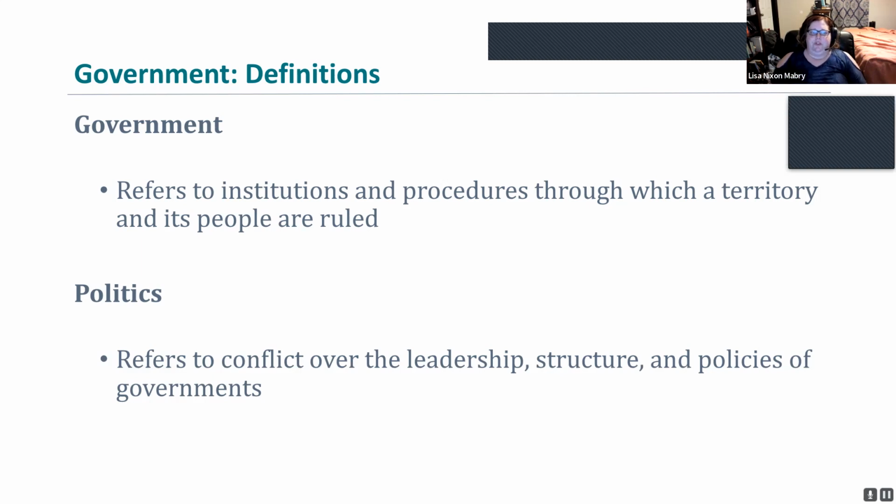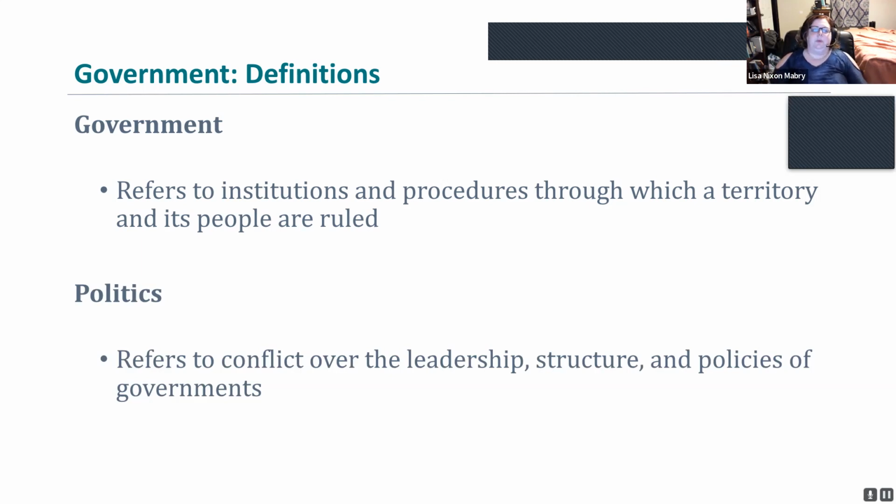So the first definition is government. Surprise, right? So government is about institutions and procedures through which a territory, whatever the territory is, and its people are ruled. Obviously there are a lot of different types of government depending on where you are in the world, and we'll talk about a few of those, but of course, this is American national government, so we'll be talking mostly about our system.